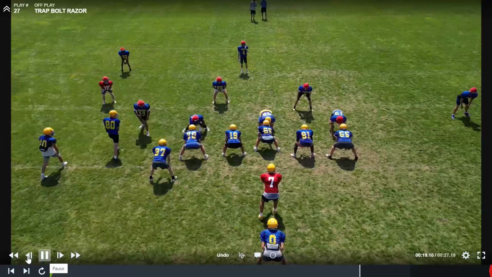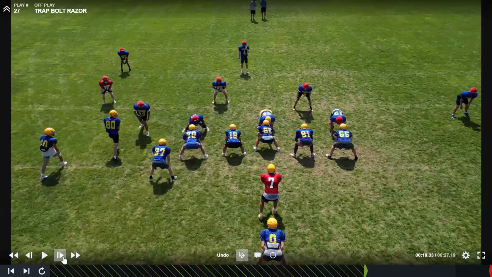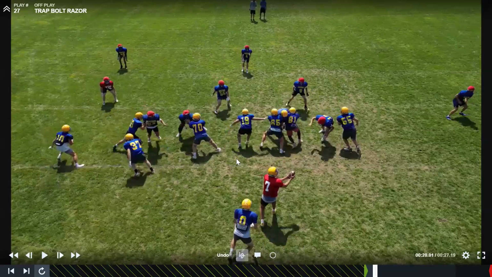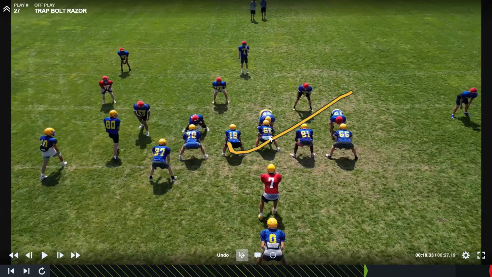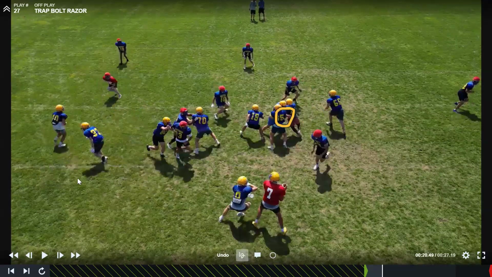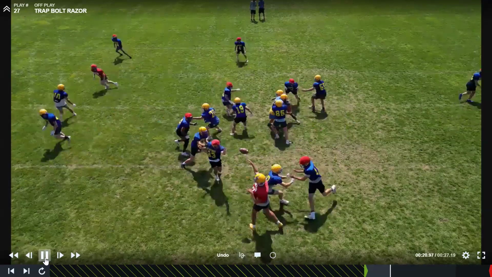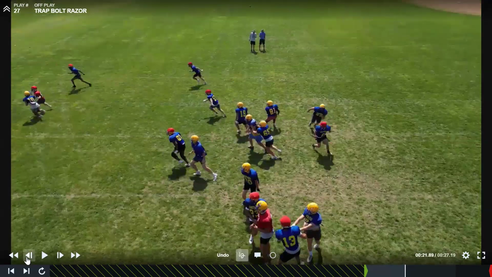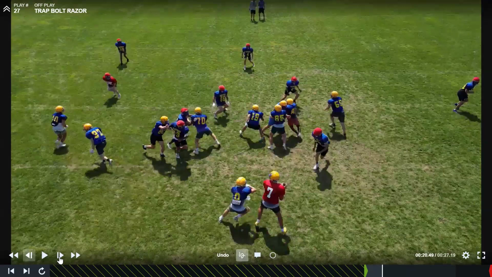Okay, here we're running trap. I think we're supposed to run trap to the right, but Tommy doesn't pull, so we should have a cage call right here, working to the backside backer. Okay, once again, this is the toughest block when he slants into the gap we're supposed to be blocking, or that he slants into the double team.